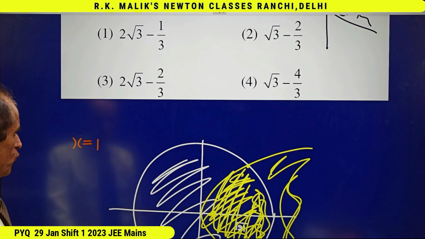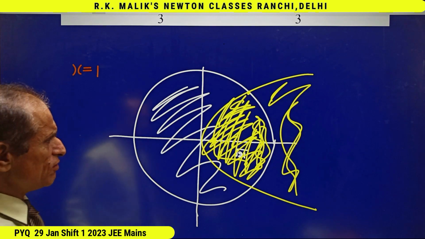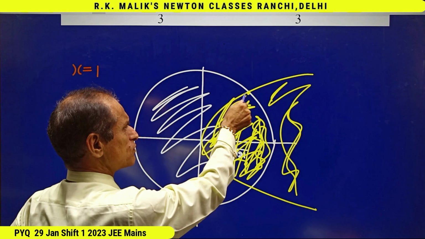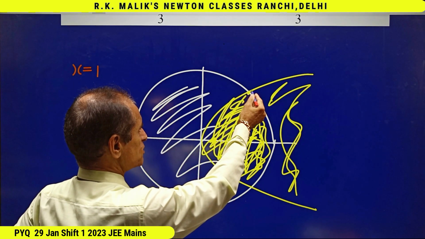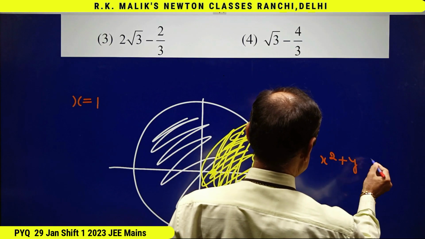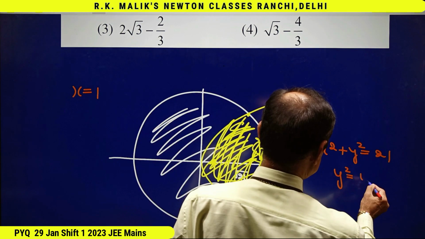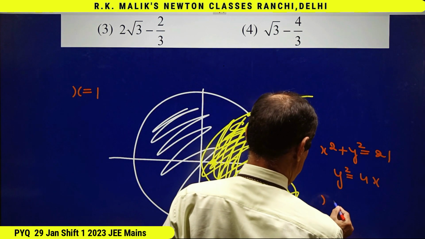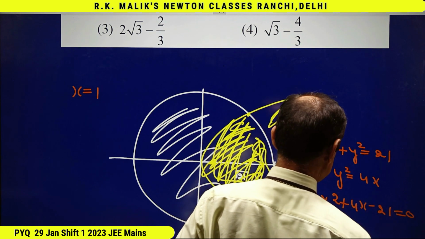The graph of x equal to 1 will be a straight line parallel to the y-axis, but we have to decide whether the straight line will be on this side of this point or on this side of this point. For that, I will find the x coordinate of the point of intersection of these two curves. That is, I will solve the equations x square plus y square equal to 21 and y square equal to 4x simultaneously. That is, I get x square plus 4x minus 21 equal to 0.